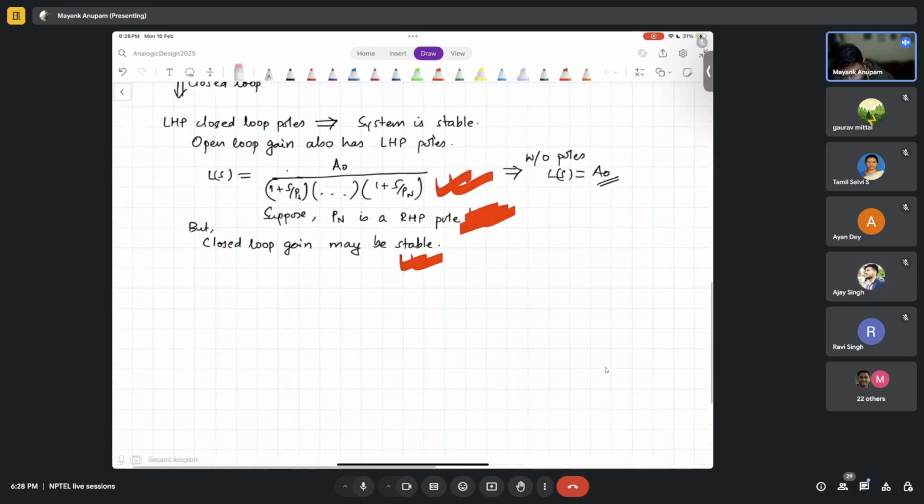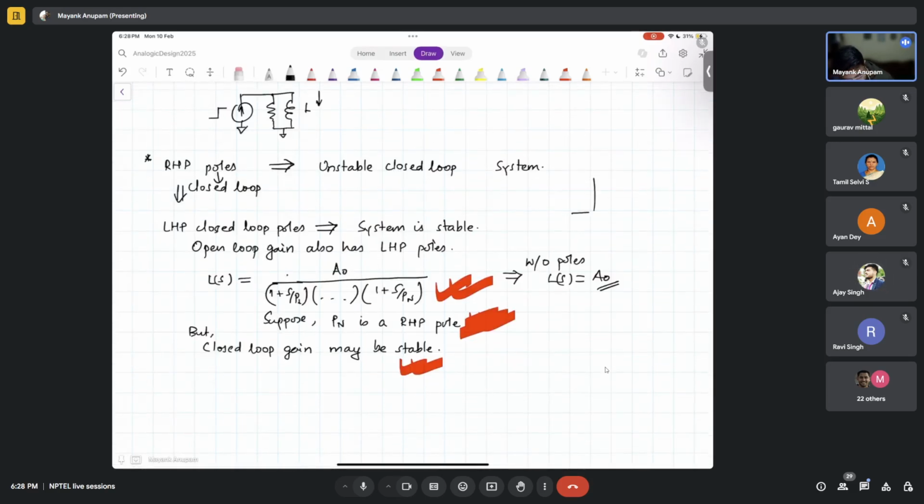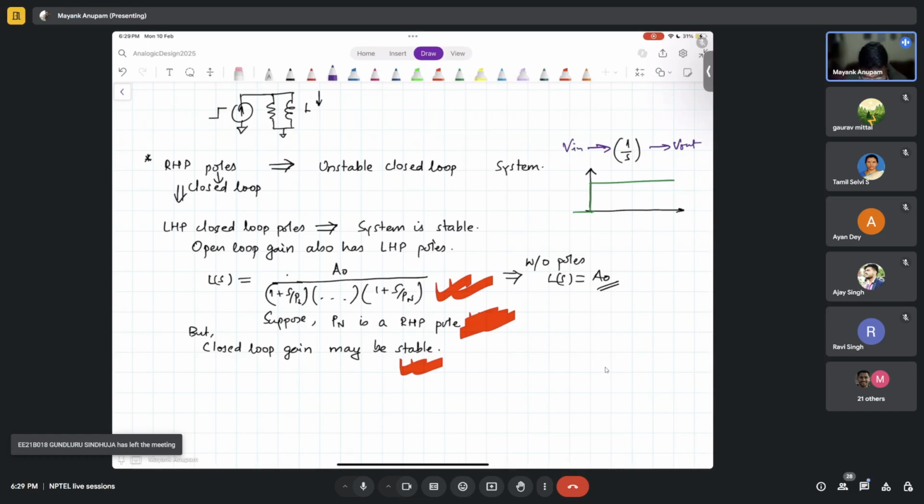Even in the example that Sir gave, you have this kind of a thing, right? If you only had a 1 over s kind of a thing, this is an integrator, right? The expression is for an integrator. If you give a unit step to this, what will be the behavior of the system that is going to come out? What will be V out? If V in is a unit step, ramp. It will be ramp, exactly, right?